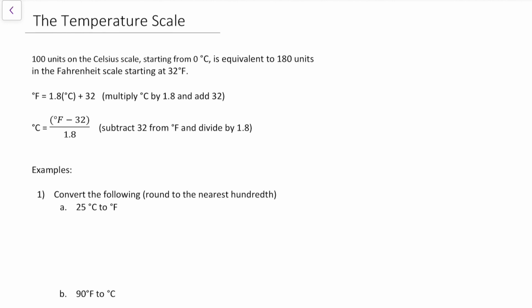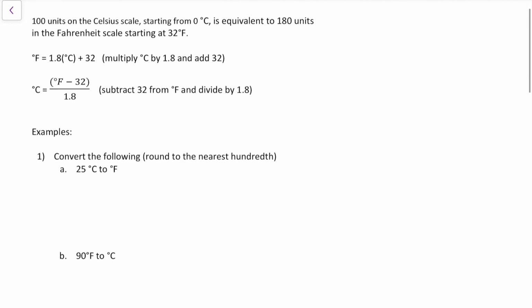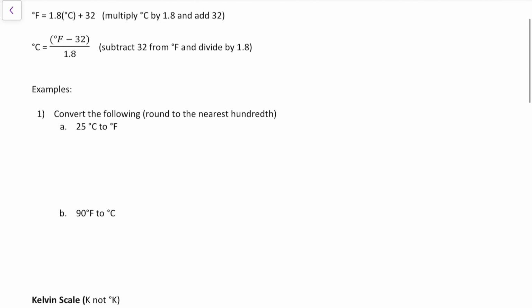So our conversions between Fahrenheit and Celsius are the following. We have 1.8 times the degrees Celsius plus 32. So essentially you're multiplying your Celsius degree by 1.8 and then adding 32. And then you're going to do the opposite of that to go from Fahrenheit to Celsius. You're going to subtract 32 and divide by 1.8. So let's look at some examples.